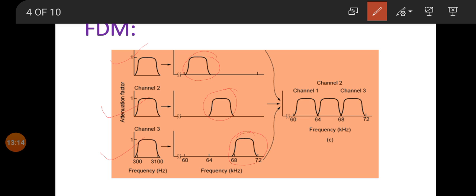So channel 1 is provided with frequency range 60 to 64. Clear? Channel 2's range is 64 to 68 and channel 3's range is 68 to 72. After multiplexing, they are transmitted like this. Concentrate on the diagram. Understood? Same communication channel is there, a common channel, and among its frequency range between 60 to 72, we are providing 60 to 64 to channel 1, 64 to 68 to channel 2, 68 to 72 to channel 3. So this is how we divide frequency among different users.